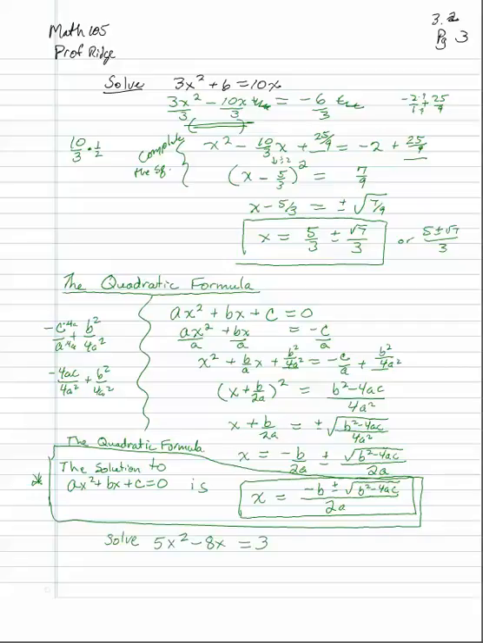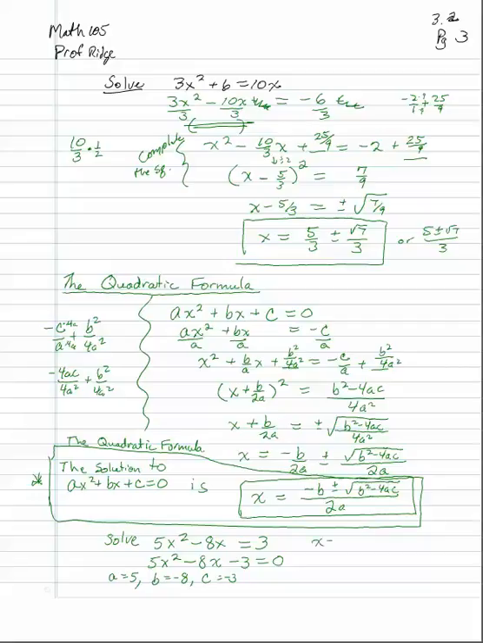Okay, let's try an example. 5x squared minus 8x equals 3. I'm going to solve it. Our first step is to put it in standard form, so get it equal to 0. So subtract 3 from both sides. Now we have a equals 5, b equals negative 8, and c equals negative 3. And we plug it into the formula.